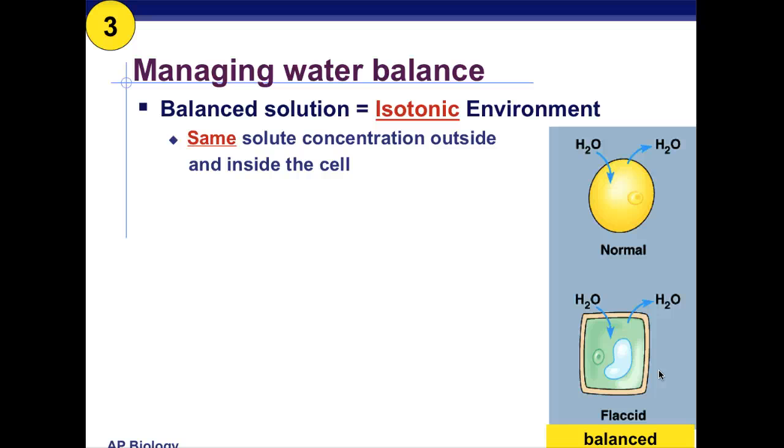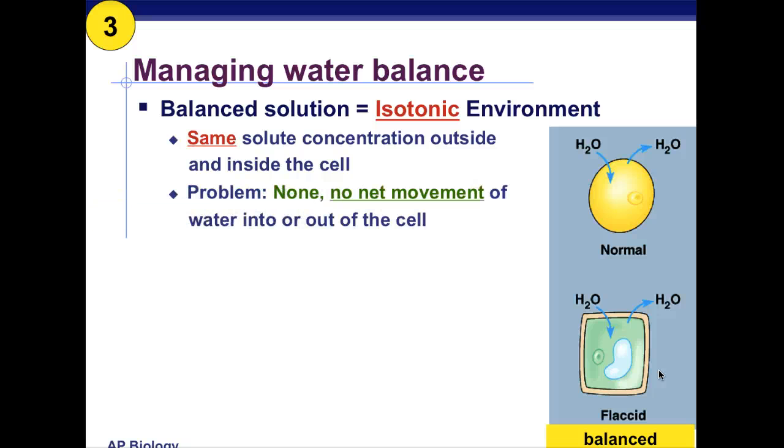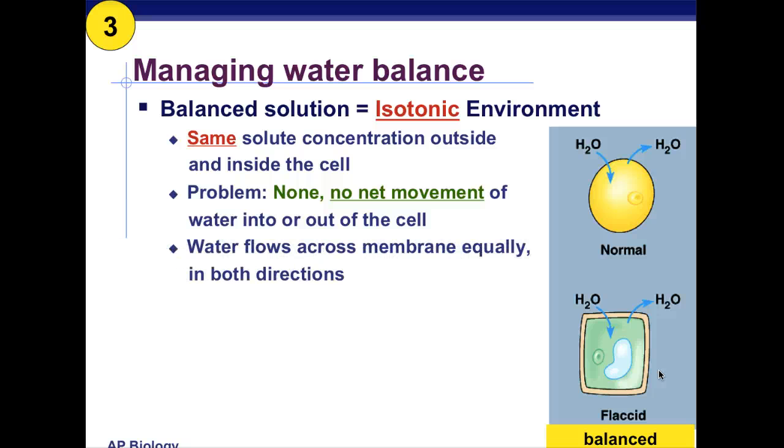But what we hope for with our cells is that they're in a balanced solution, or what we call an isotonic environment, where we have the same solute concentration outside and inside of the cell. And when we're in an isotonic environment, there's no problem. There's no net movement of water into or out of the cell. And we say that the cell is at equilibrium, meaning we have the same amount of water flowing into the cell as we have flowing out of the cell. So the same amount of water flowing in both directions, and it keeps the cell volume stable, the way that we want it to be.